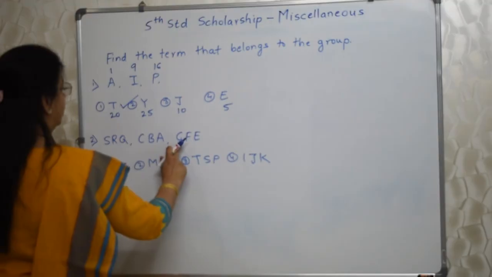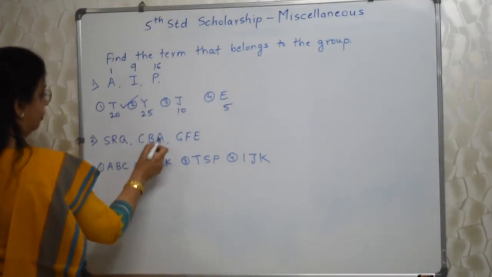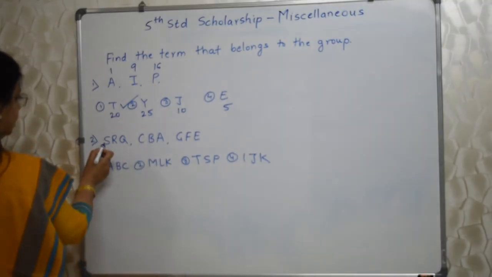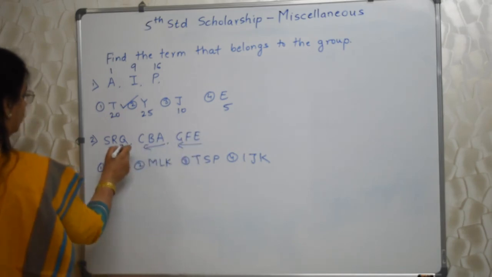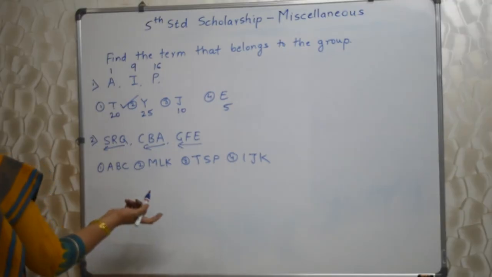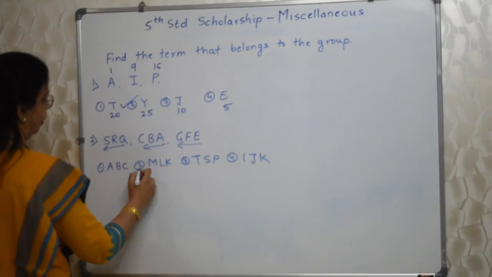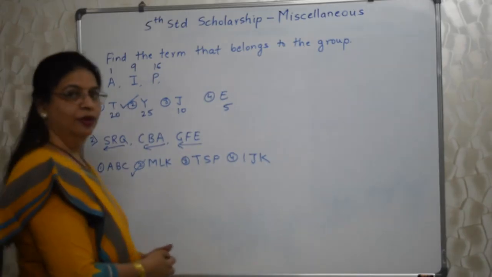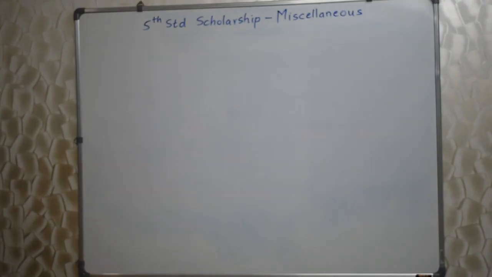SRQ, CBA, GFE. Looking at this you come to know immediately that they are written in reverse order. Instead of ABC, CBA is written. QRS, EFG. So all these are in this order. So from the option we need to find out which is in the reverse order. KLM, right? So nothing great in this, very easy, right? Let's move ahead.